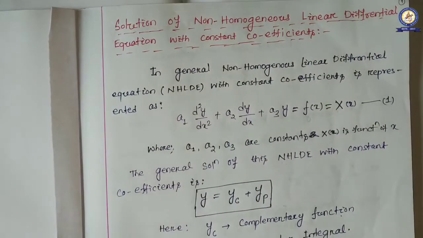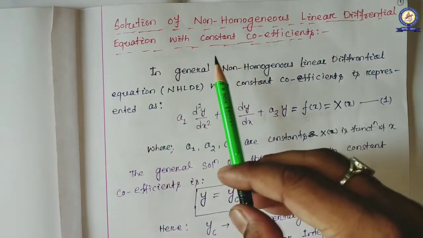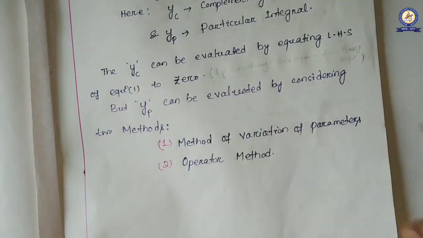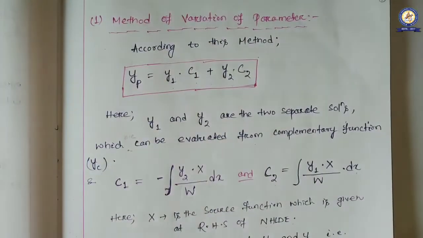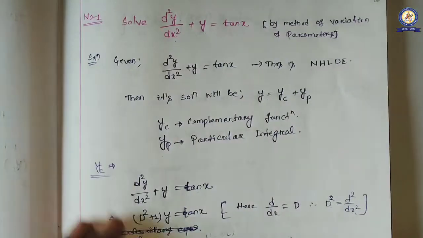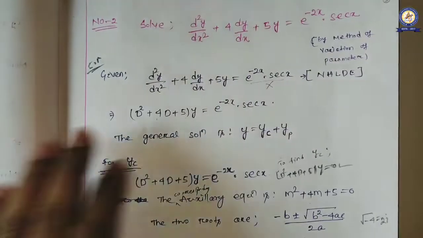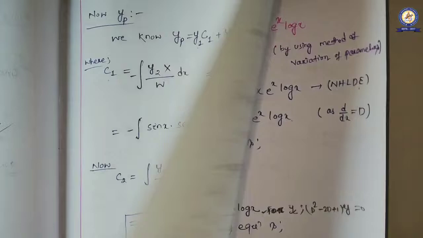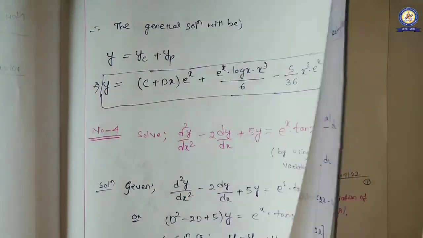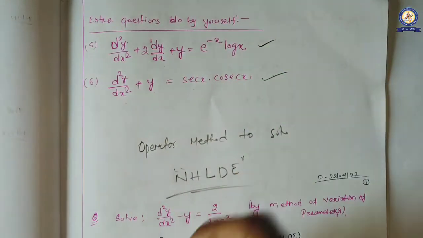In our last class, we discussed the solution of non-homogeneous linear differential equations with constant coefficients by the method of variation of parameters in detail. The theoretical part we discussed, and on the basis of this theory, we solved four important questions: the first, second, third, and fourth. And I gave two questions for you to solve by yourself.